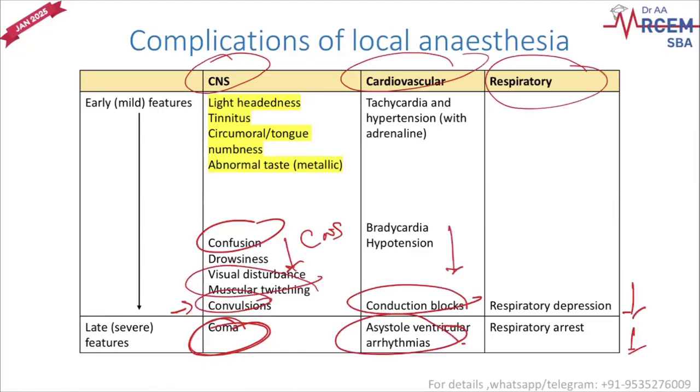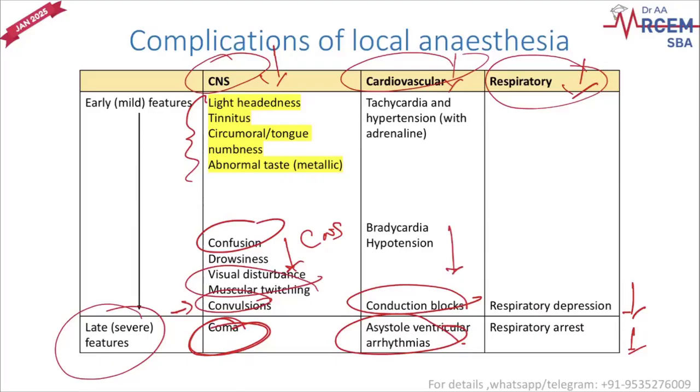So it is that way; the late complications are easy. These are all late complications that I told you about. Easy to remember: CNS depression, cardiovascular depression, respiratory depression. But what they will be testing you on is the early signs of these complications. The earlier you pick it up, the better. Earlier you pick it up, you can intervene earlier and prevent all this. You can prevent the patient going into coma.